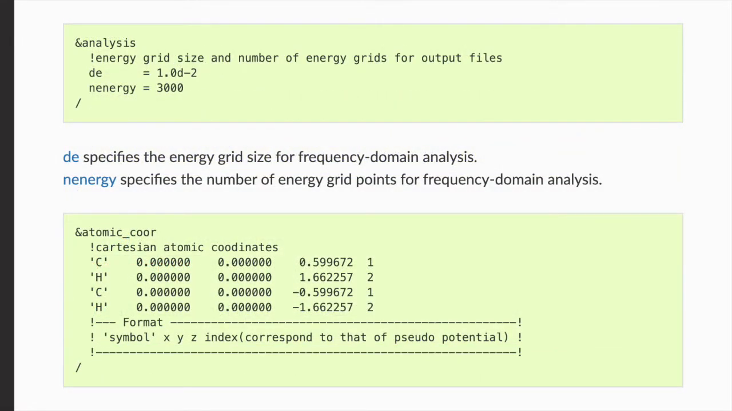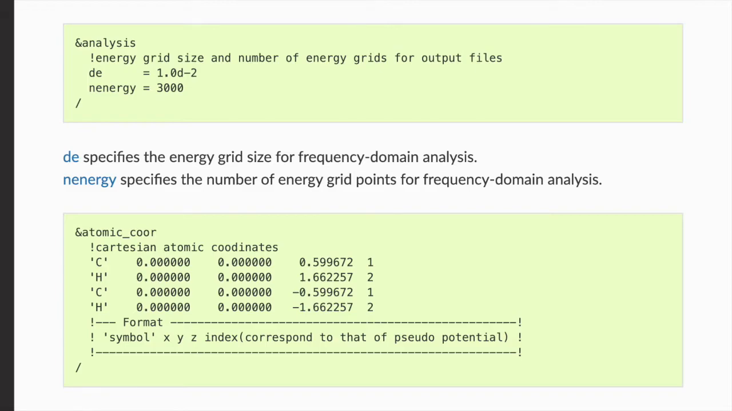The namelist analysis specifies the information required to convert the dipole moment expressed as a function of time into a function of frequency using Fourier transform. The frequency is multiplied by Planck's constant, and the product is expressed in units of energy.